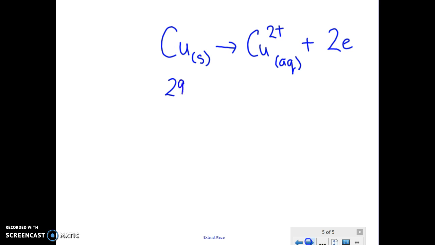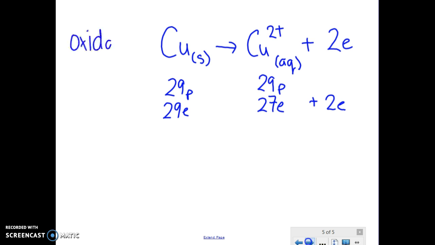Copper is going to have 29 protons and 29 electrons. On the right-hand side, this copper has 29 protons and 27 electrons. By having an additional 2 electrons, now my subatomic particles are the same on the left and on the right-hand side of the equation. So all you're doing there is just trying to balance it? Yes, in a way you are. This is called an oxidation equation.